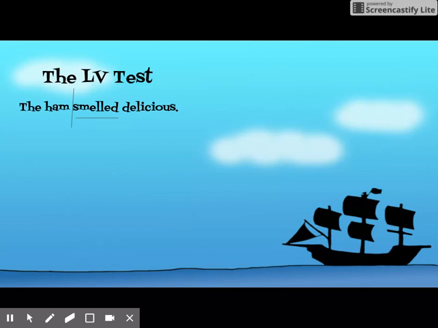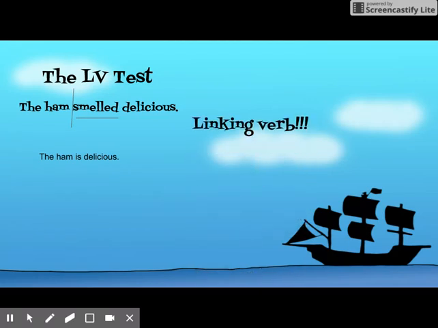Now we have our verb smelled, and the question is, is it a linking verb or is it being used as an action verb in this case? So we're going to replace the word smelled in the sentence with is, because ham is singular. The ham is delicious. Does it still make sense? It does. So smelled is being used here as a linking verb.